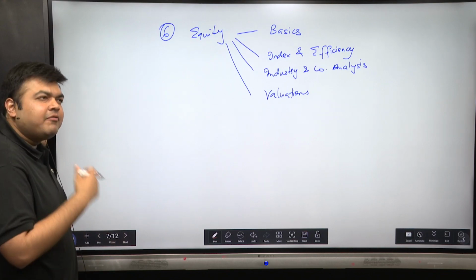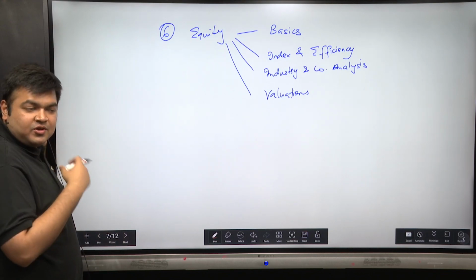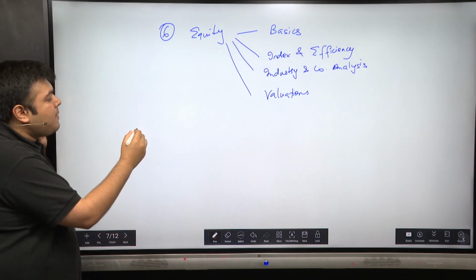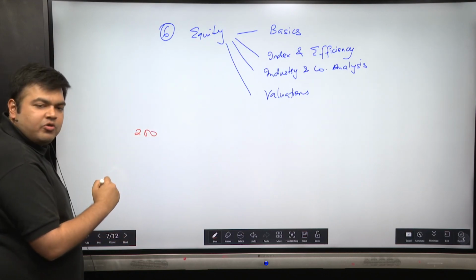Now, everybody is trying to make money in the markets. So is there a mispricing in the market? Do I think that the company is trading at, let's say, 200 rupees a share?